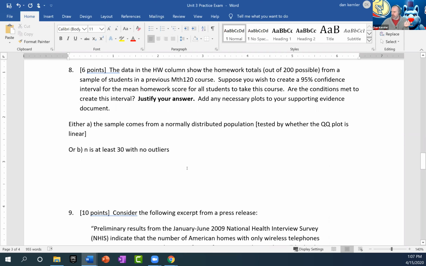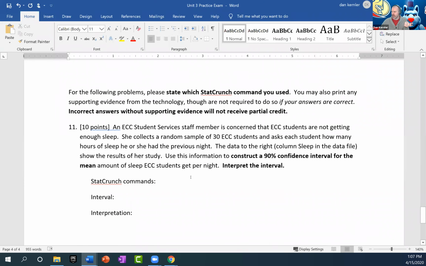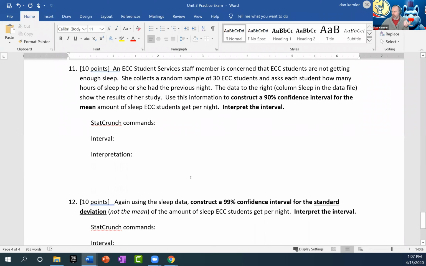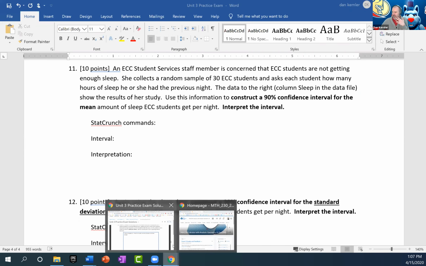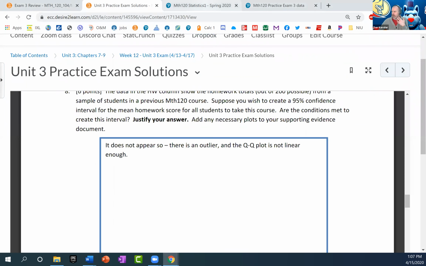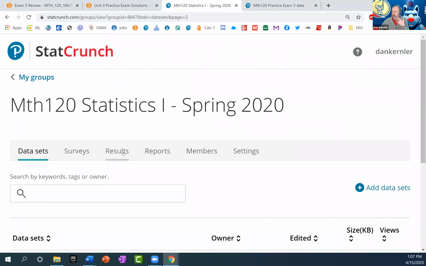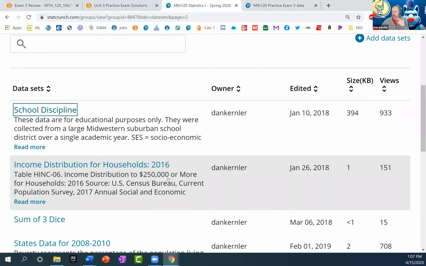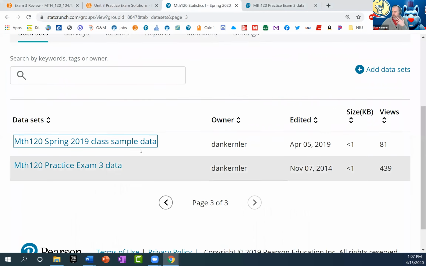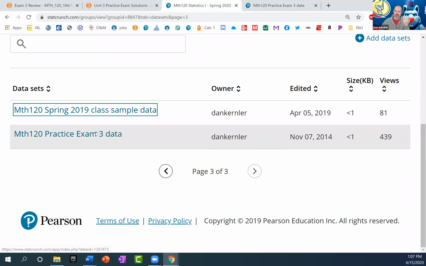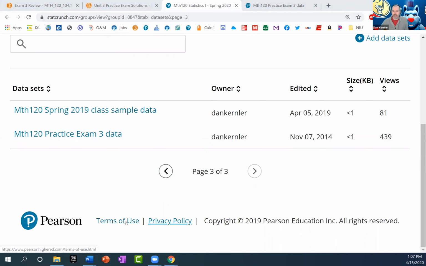And then I think, Rachel, you should be able to do 11 and 12 now that you know where the actual data is. Yeah, okay, cool. So for everybody who missed it, in our group, at the last page in the data sets, if you scroll through, there's a practice exam 3 data for the practice exam. Okay, let me get the practice exam up.